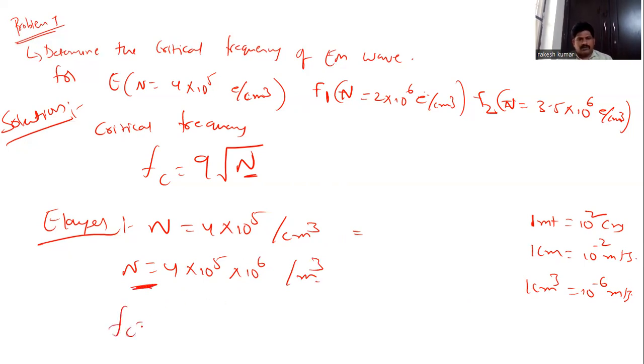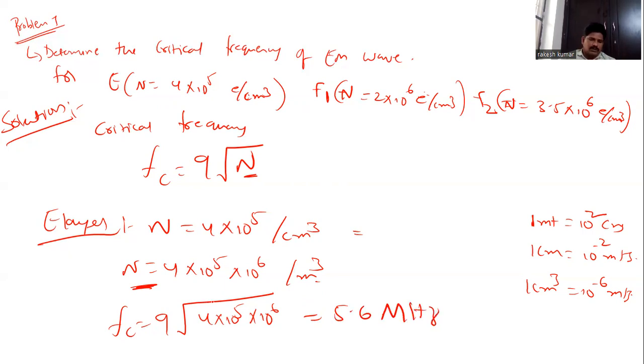Therefore Fc is equal to 9 root of 4 into 10 to the power of 5 into 10 to the power of 6. If we substitute, we will get the value of 5.6 megahertz. So the critical frequency for the E layer, for an electron density of 4 into 10 to the power of 5 per centimeter cube, is 5.6 megahertz.